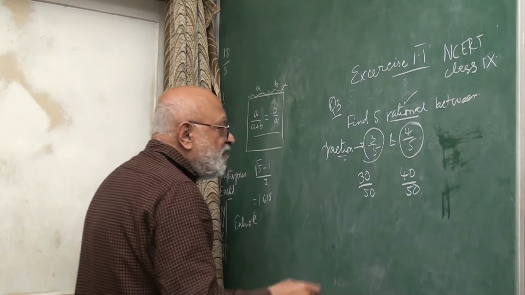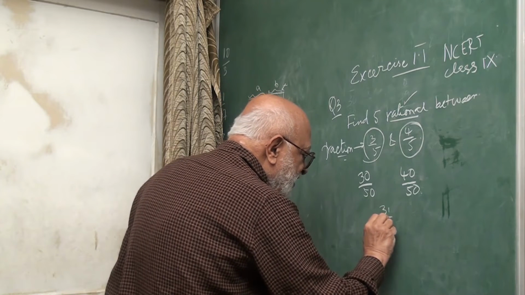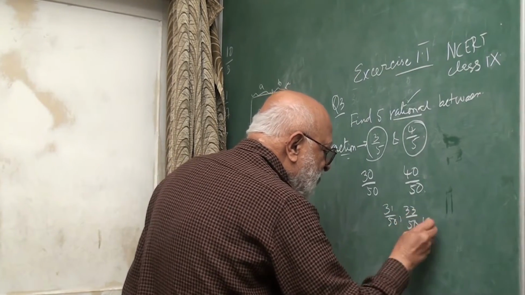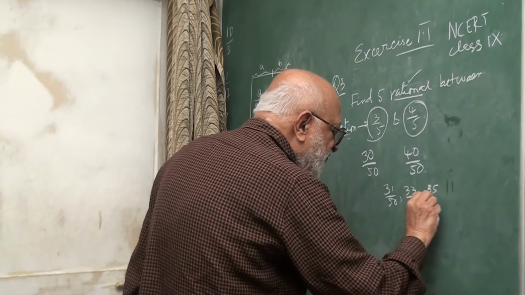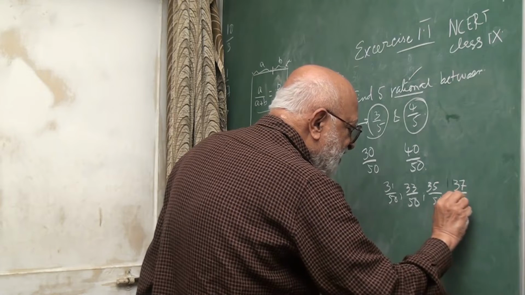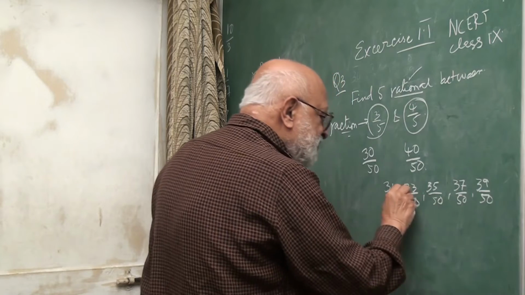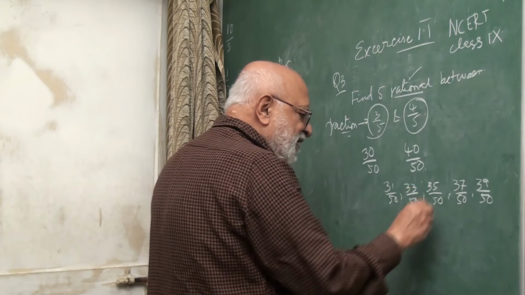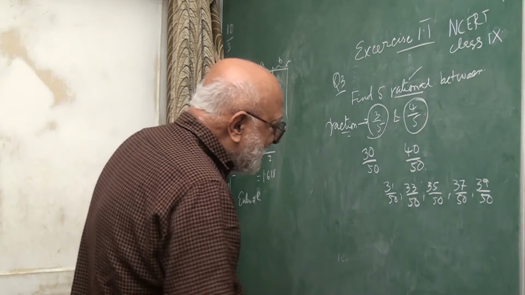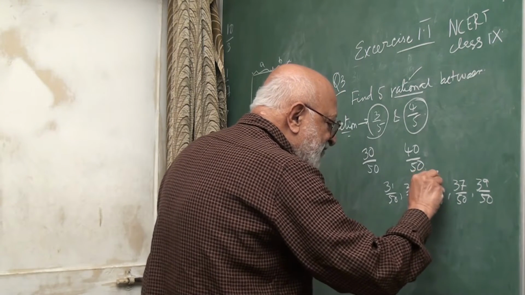And it says 5 rational numbers. So you can go by 31 by 50, then 33 by 50, 35 by 50, 37 by 50, and 39 by 50. You can also use 34 by 50 here, you can do all these things, but I thought it shows. Now in many cases, this will be 7 by 10.